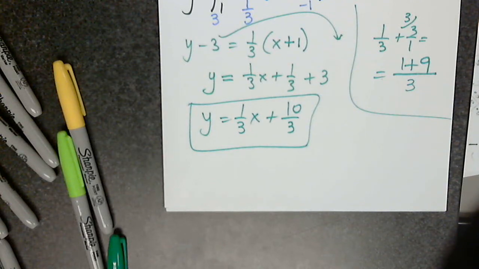That's the equation of the line passing through the given points. Any questions? I would like to look at a word problem and I'll stop. I'm trying to find a nice one here.